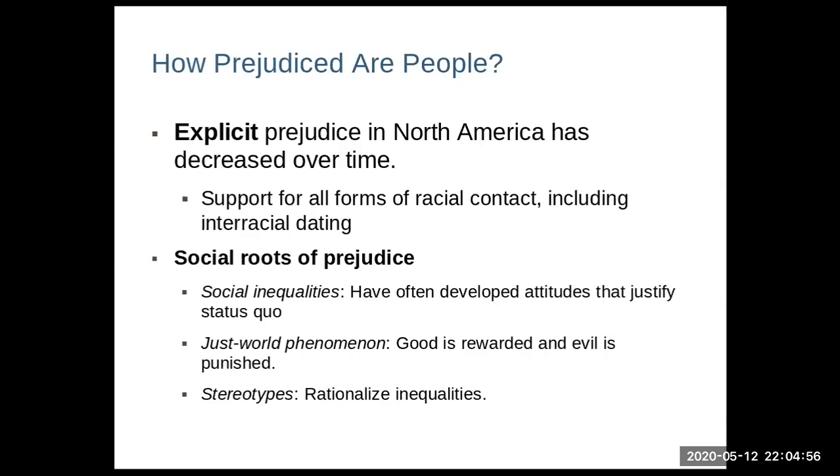And prejudice really has its roots in social systems. So you can see prejudice from a lot of social inequalities, right? So people have often developed attitudes that justify the status quo. People think that Donald Trump, because he was born with a silver spoon in his mouth, which means he was the son of a rich person, that's how he was able to get into the business and make his money. And his belief, or a lot of people's belief, is that people who were born into poverty, they're just too lazy. No, the system is stacked against them, right?